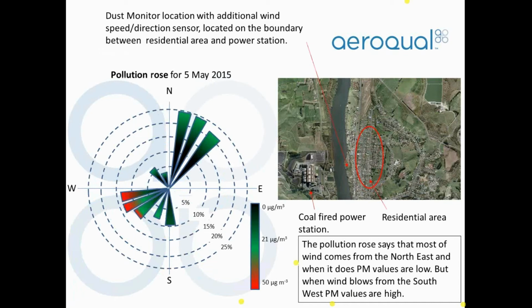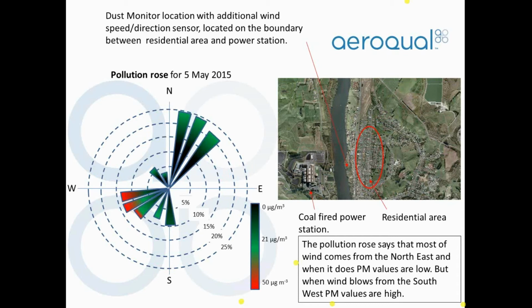So a pollution rose tells a good story. It tells you from where the pollution is coming, and how much, and over a particular period, where the majority of the pollution is coming from. You can imagine an industrial situation like a coal-fired power station next door to a residential area. It would be common to place a dust monitor with additional wind speed and direction on the boundary between the residential area and the power station, and then to measure the PM10 concentrations or dust, depending on what the objective is, and also to measure wind speed and direction.